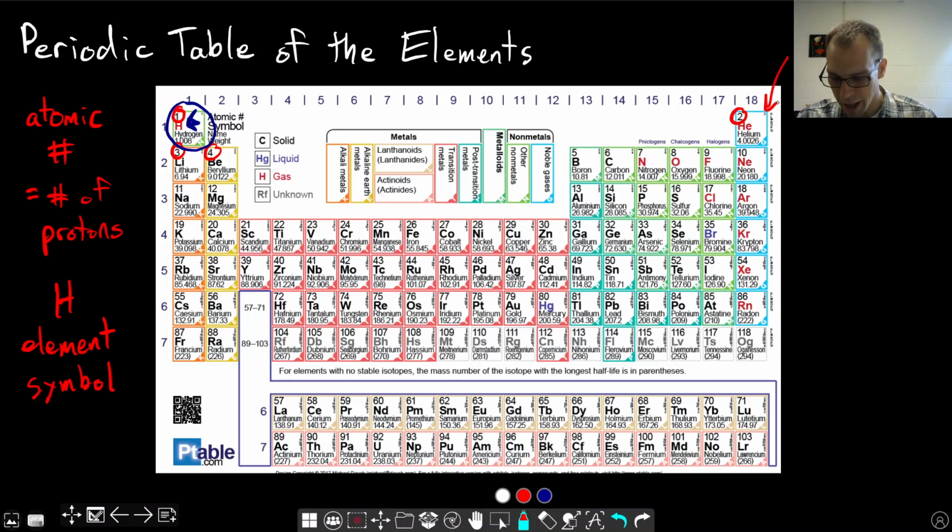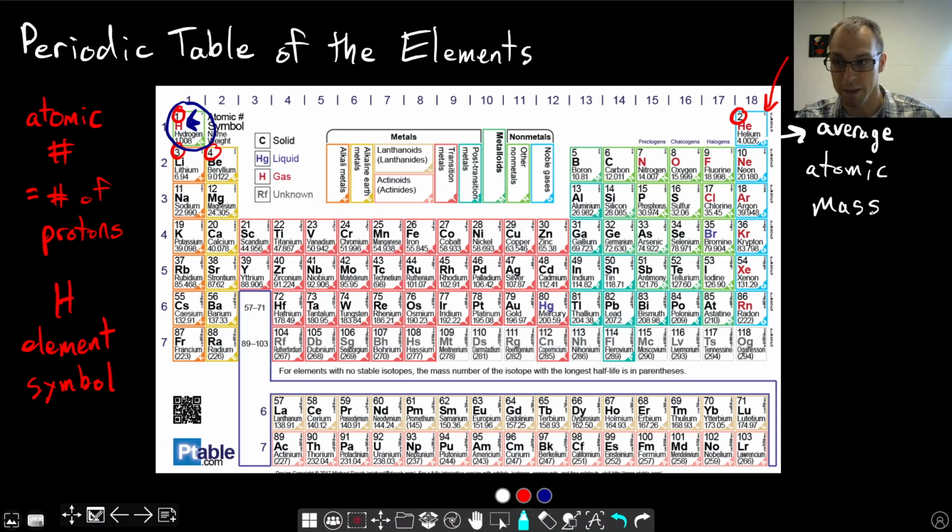And then the last thing we have at the bottom of each square is, in hydrogen we have 1.008, helium we have 4.0026. This is the average atomic mass, which is what we discussed in the previous video. So this includes all of the different isotopes and everything like that. That's all averaged out based on their natural abundances.